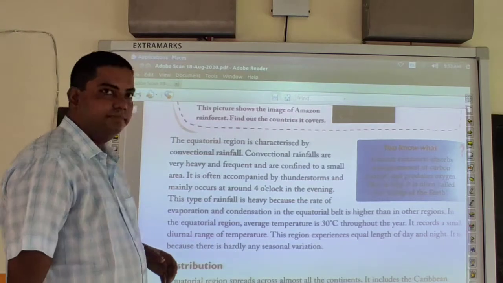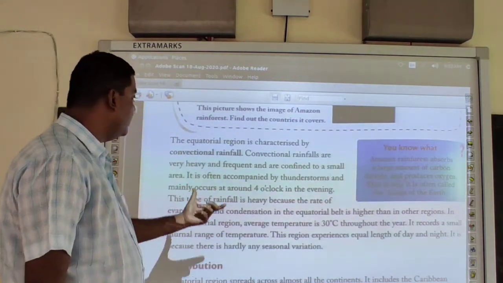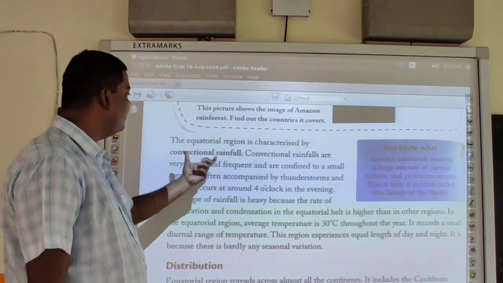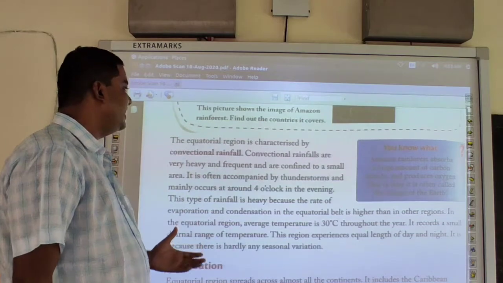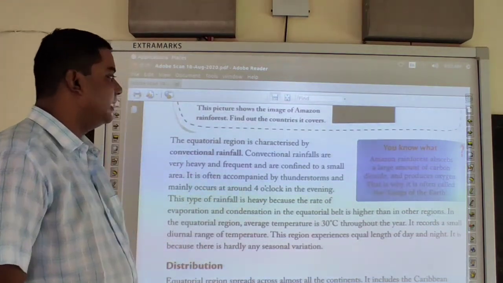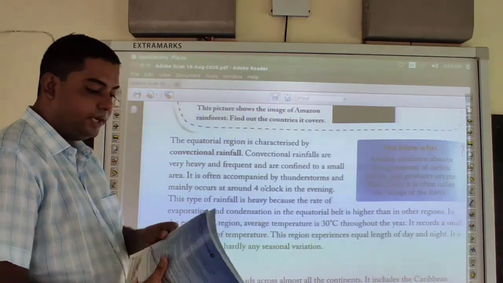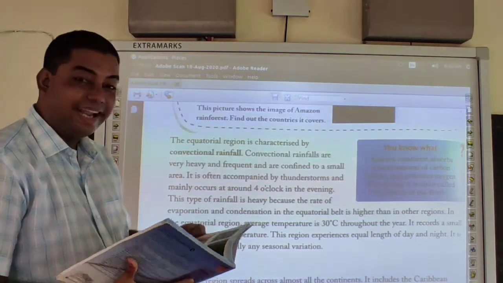So the equatorial region, my dear children, is characterized by convection rainfall. Now, what is convection rainfall? Convection rainfalls are very heavy and frequent. That means it happens every now and then. And they are confined. That means they are limited to a small area. It is often accompanied by thunderstorms. Now, what do you mean by thunderstorms, my dear children? Thunderstorms are a storm with thunder, lightning, and heavy rain.